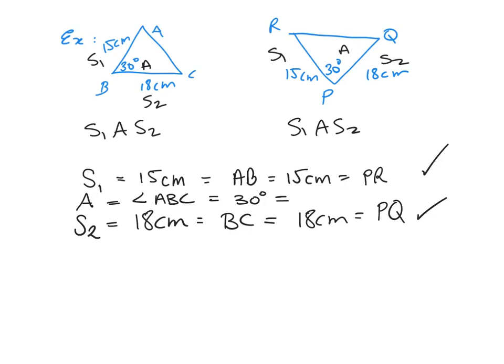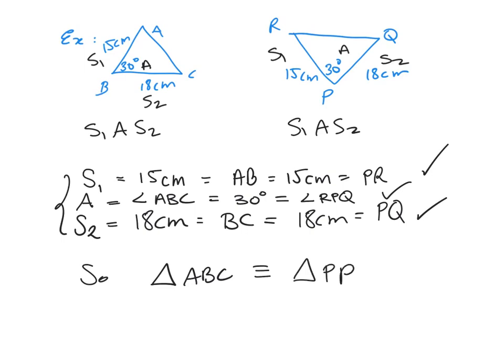For the second triangle, that is between R, P, and Q, and that's also the same. So I can now conclude that the triangles A, B, and C are congruent. Remember, you could write congruent like this as well to P, R, and Q, or we could also write it with the squiggly line.